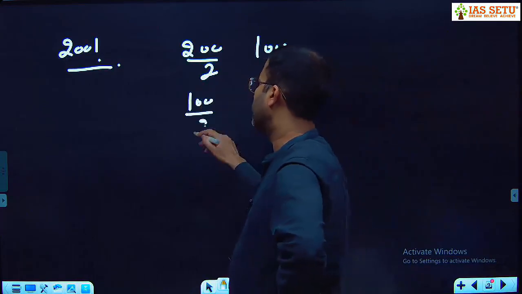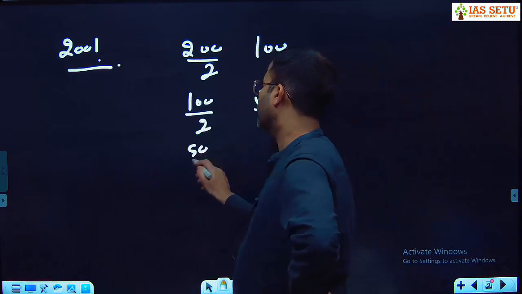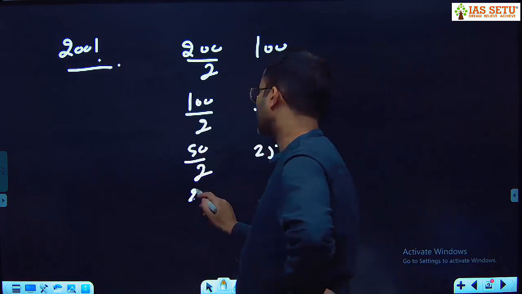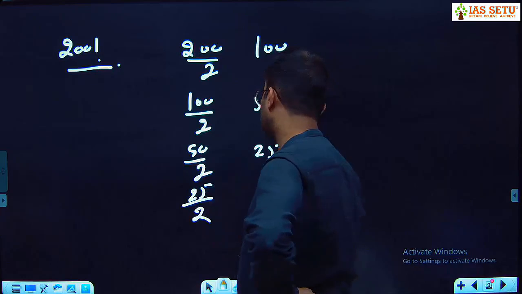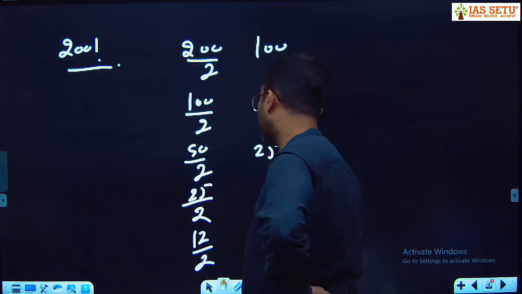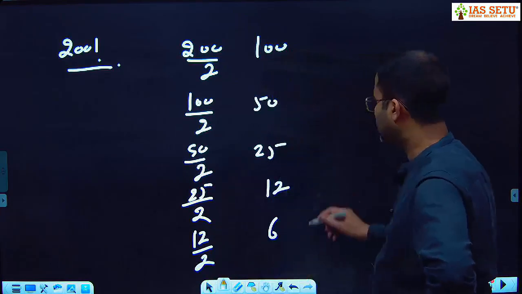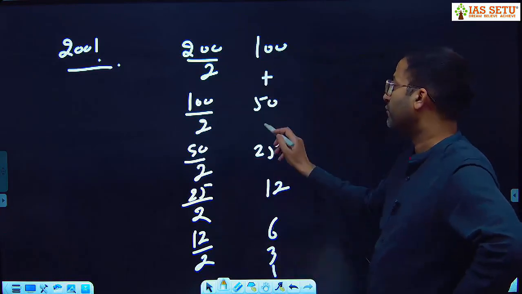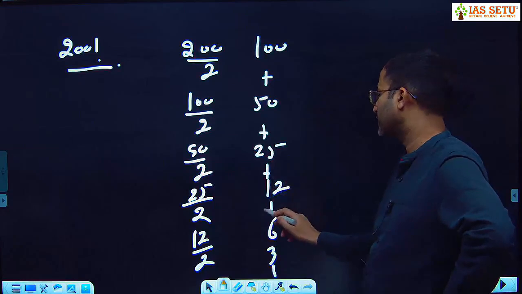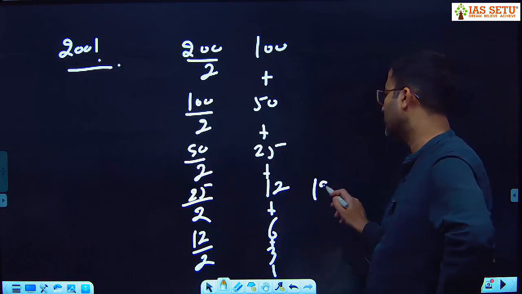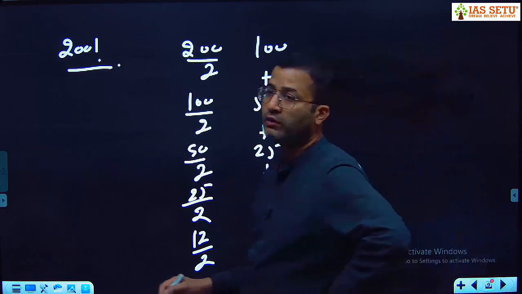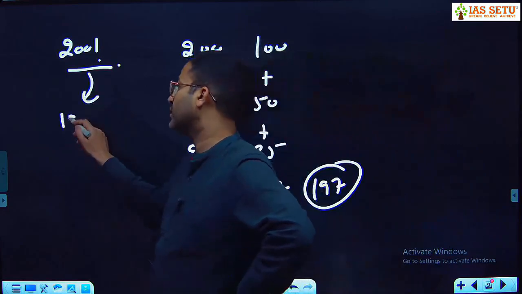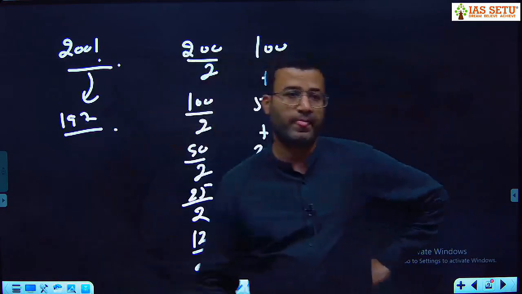200 divided by 2, 100. 100 divided by 2, 50. 50 divided by 2, 25. 25 divided by 2, 12. 12 divided by 2, 6. 6 divided by 2, 3. 3 divided by 2, 1. You add 150, 175, 187, 193, 196, 197. So in 200 factorial, how many 2's are there? 197.